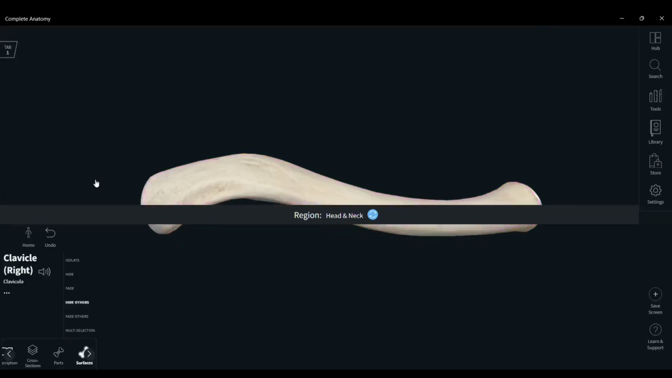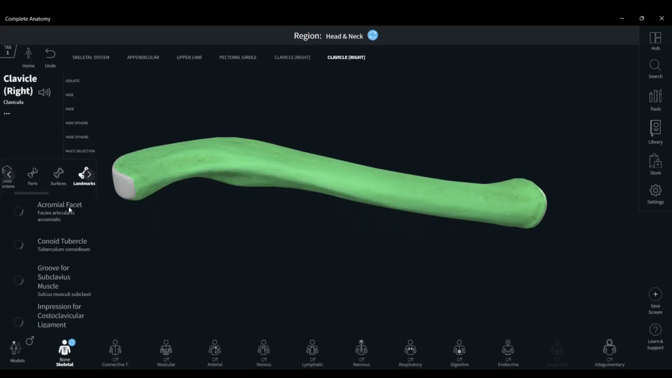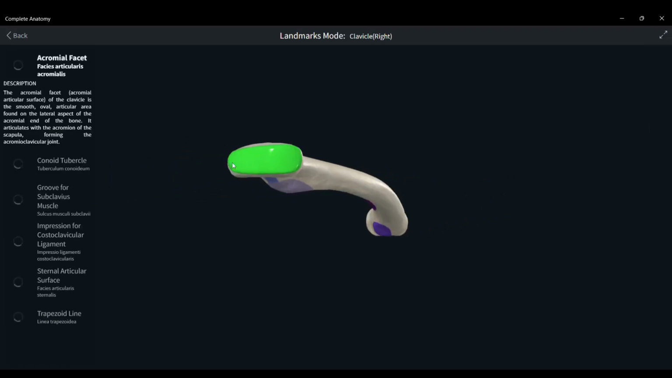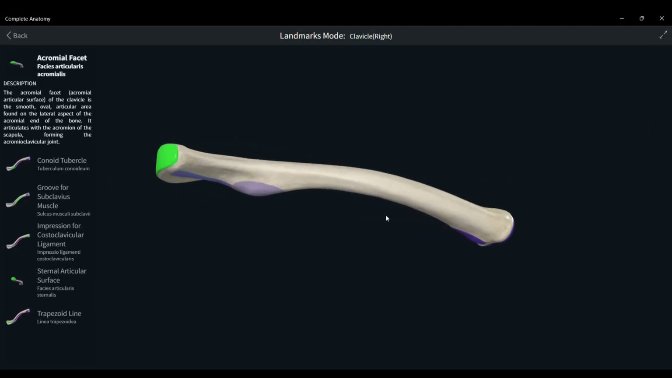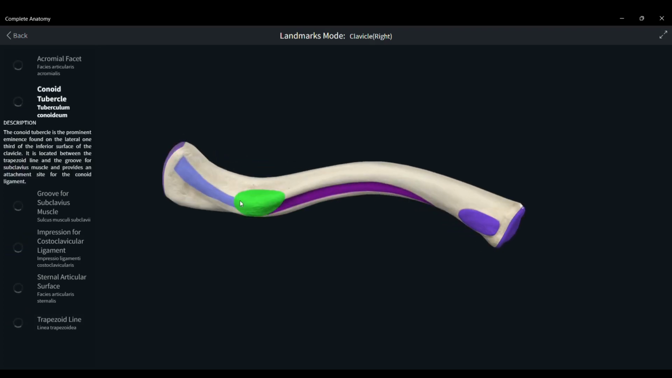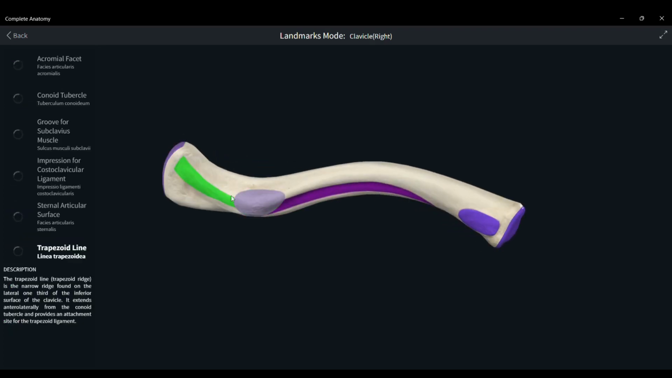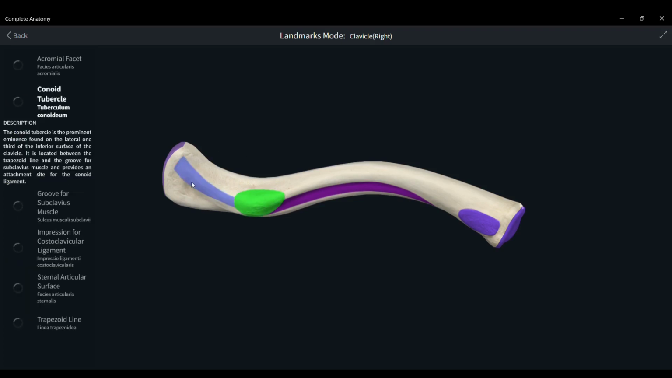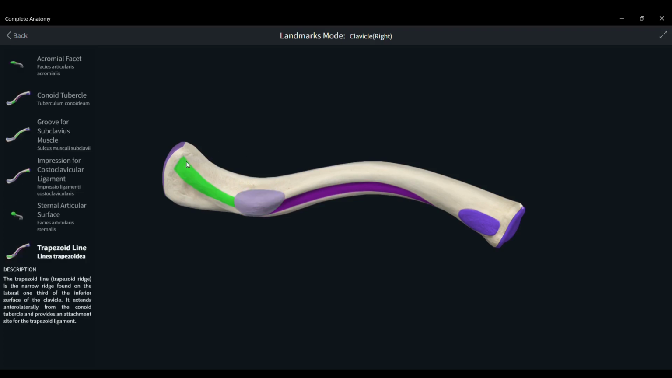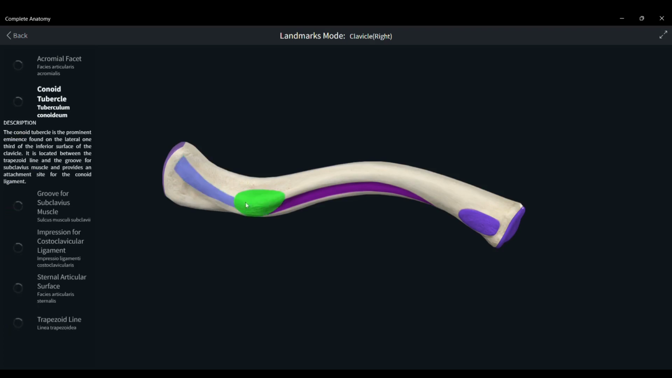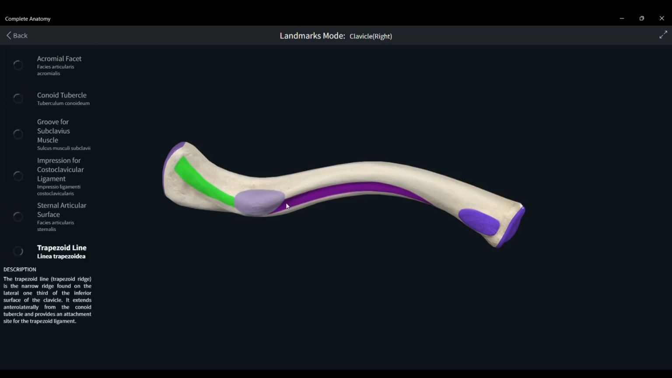Returning to the lateral end, here we find the facies articularis acromialis, which articulates with the acromion. On the inferior posterior part we can palpate the conoid tubercle, and more anteriorly and laterally runs the rough trapezoid line. These two features serve as the attachment of the coracoclavicular ligament's two parts, the conoid and trapezoid portions, which connect from the coracoid process of the scapula.